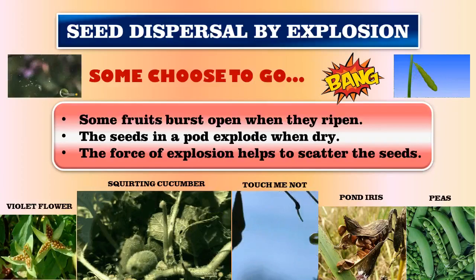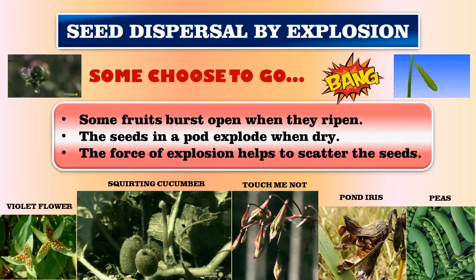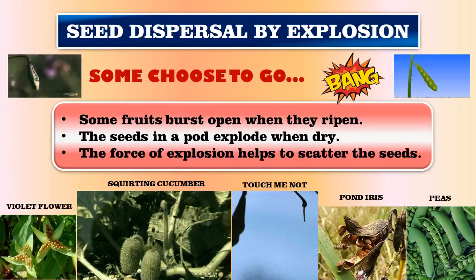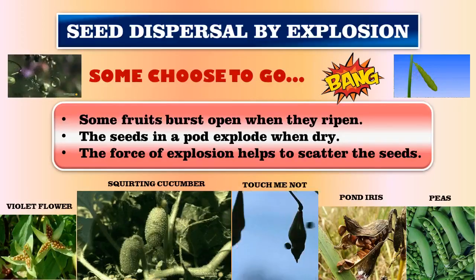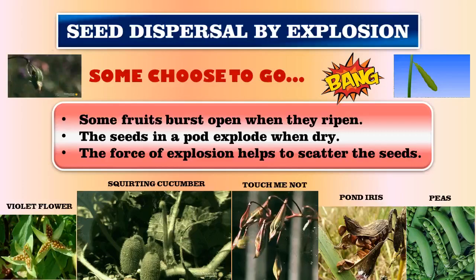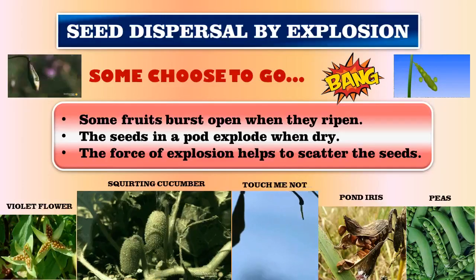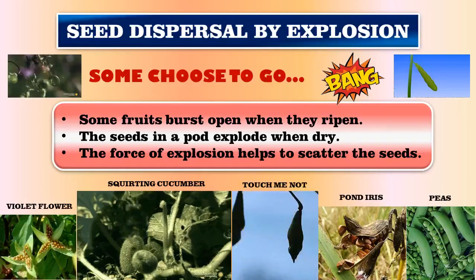The slightest touch will cause it to explode and fire the seed over an area of about 15 square feet around the main plant. Like violet flower pod, squirting cucumber, touch me not, pond iris, peas, etc. Let us see the explosion of violet flower pod, touch me not, squirting cucumber and Persian silk tree.